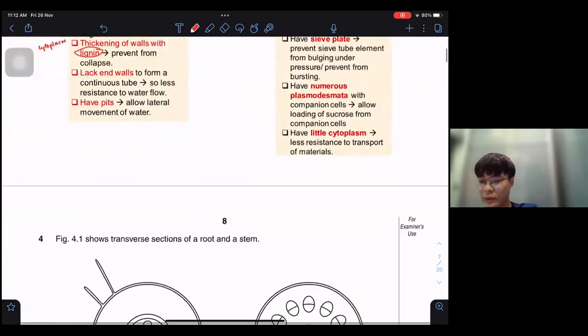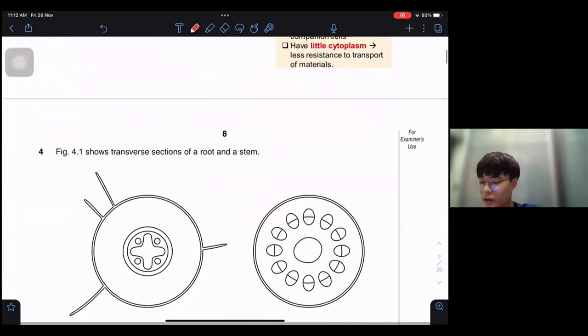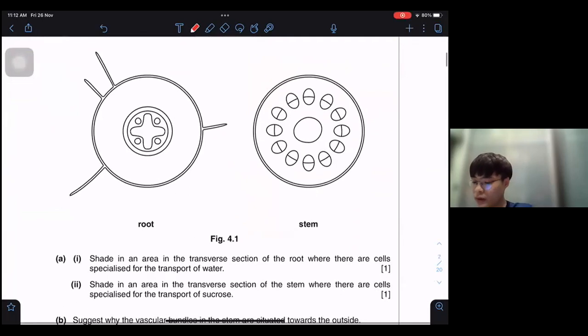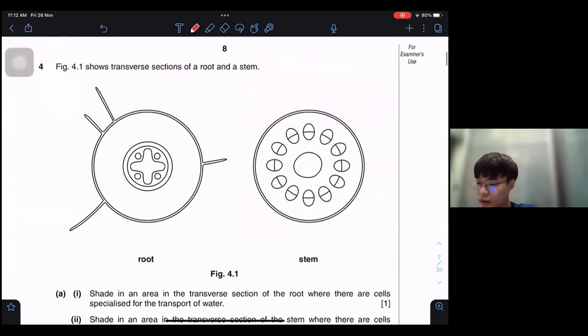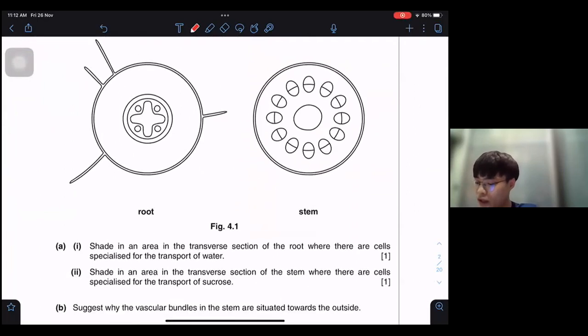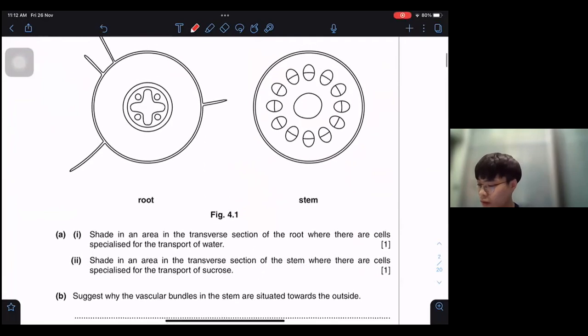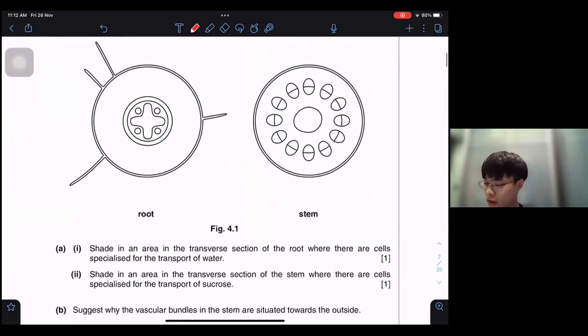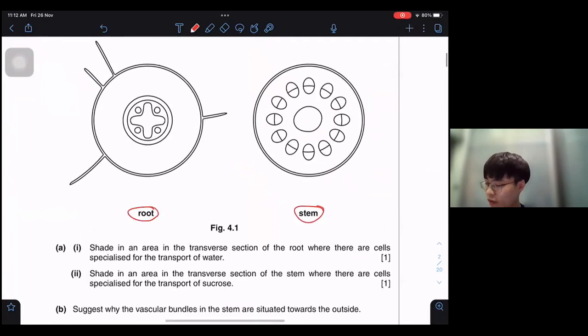So I'm going to continue with the past year questions. For the first question, figure 4.1 shows a transverse section of a root and a stem. Shade in an area in the transverse section of the root where there are cells specialized for the transport of water. So we have to shade, this is the root and this is the stem. We have to shade the part where the water is transported.